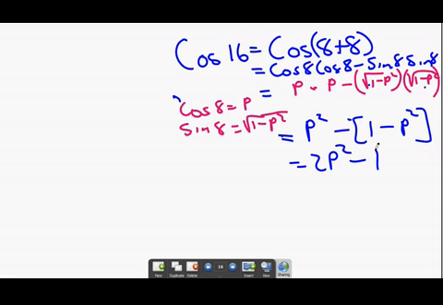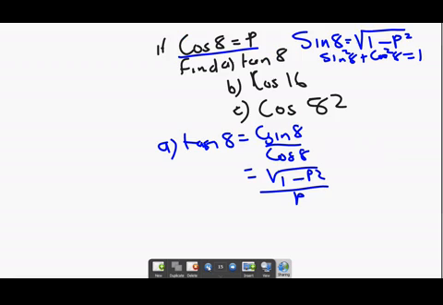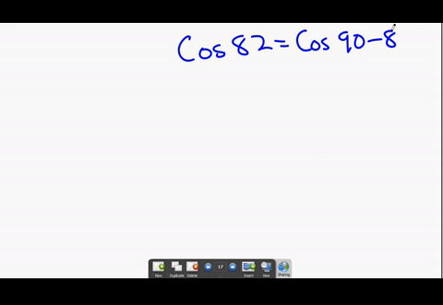Now let's look at the last one. Just check what it was, by the way. It was cos 82. Somehow I need to bring my 8 there. So I know that if I say 82 plus 8, I'll get 90. So 90 can be used. So I'm going to say this is cos of 90 minus 8.